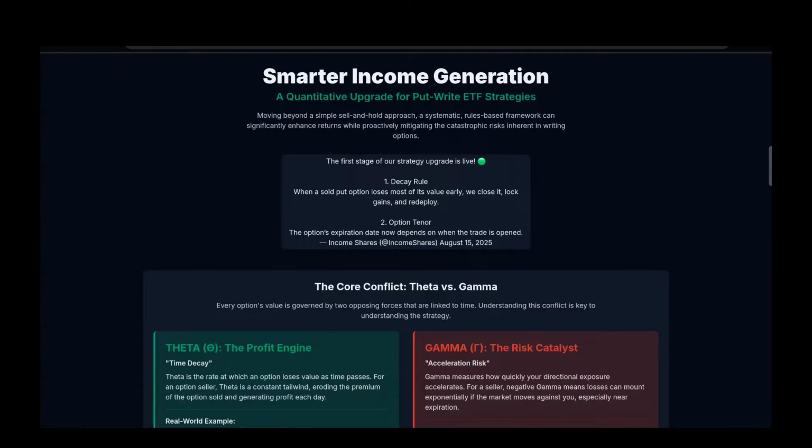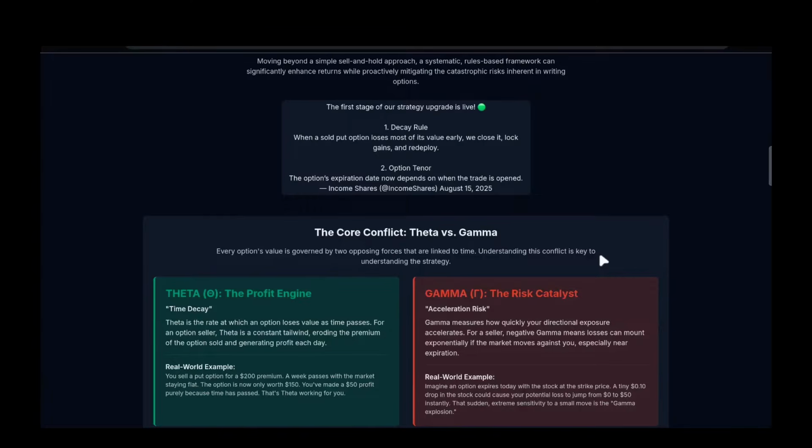When we look at this, there are two changes that have come through. One is the Decay Rule, and the second is the Option Tenor. I want to break out those two things separately and explain them individually, and then explain how they can work together to enhance the current strategy that we're running. I think he called this V2 on Twitter, but I think on the earlier post it was V3. So I'm going to call it V3.